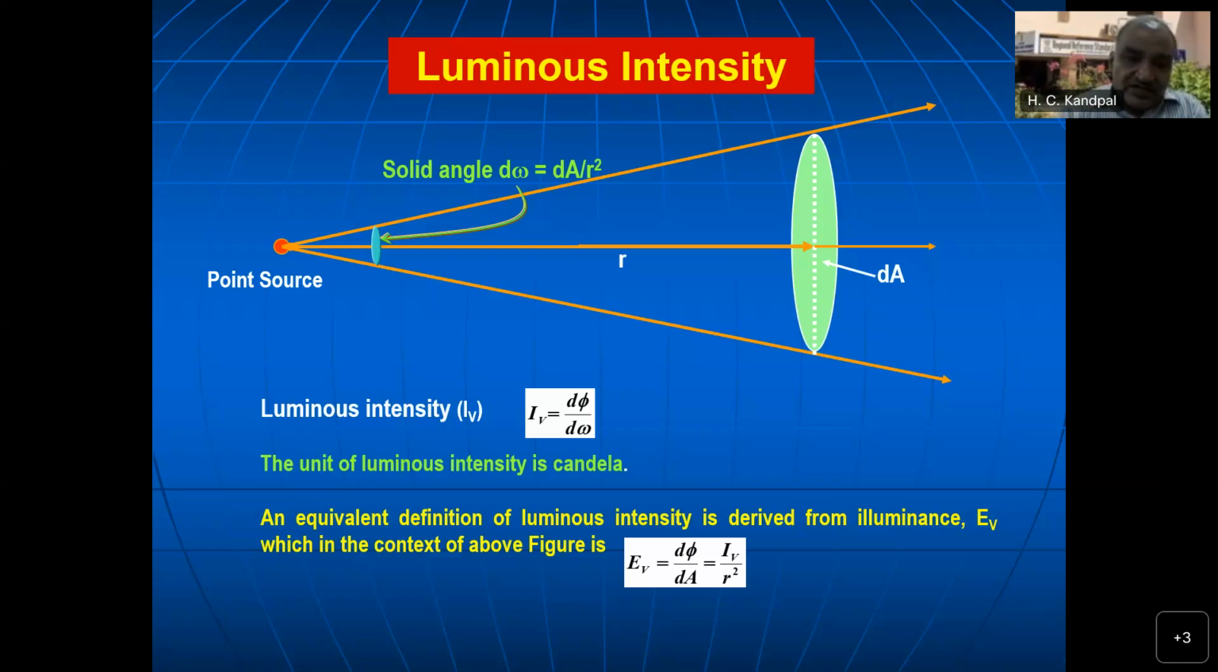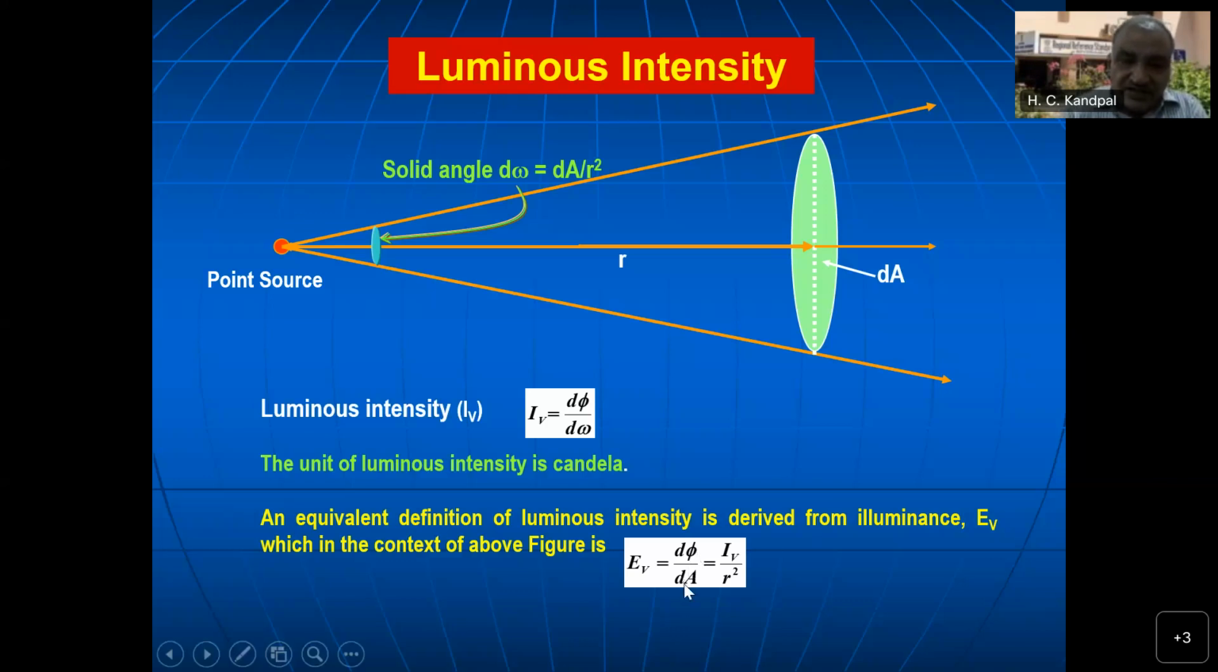So there is a measurable parameter in the field of photometry, and that is called illuminance. It is defined as the light falling on this area dA, the incident light. Here intensity is coming from the source in a solid angle. Here, on the other hand, the illuminance is the light falling on a certain area, per unit area. This is defined as the luminous flux incident per unit area, so this is d phi by dA.